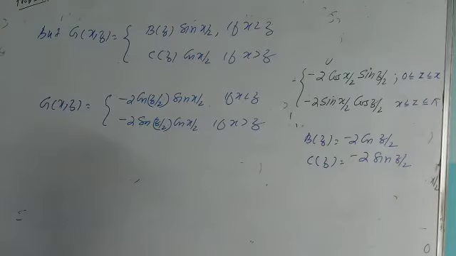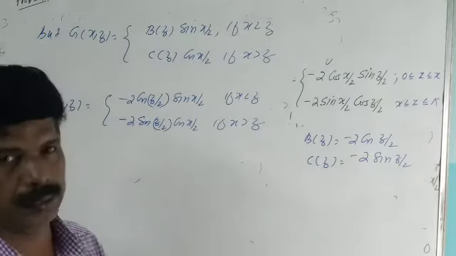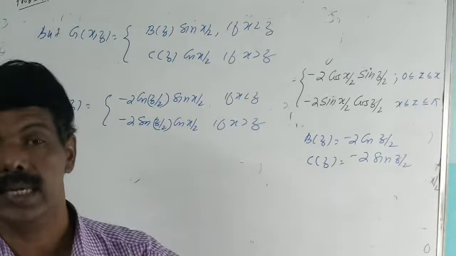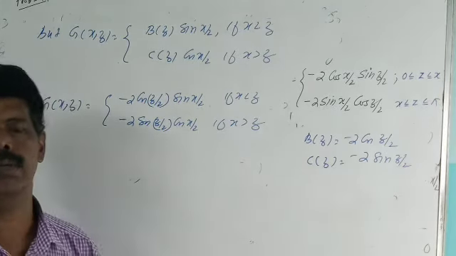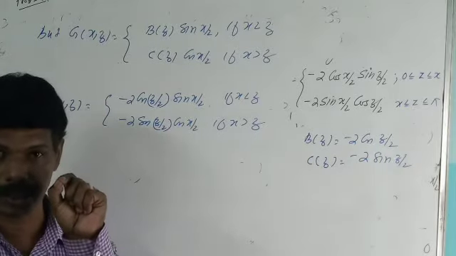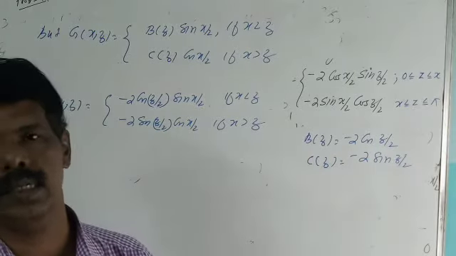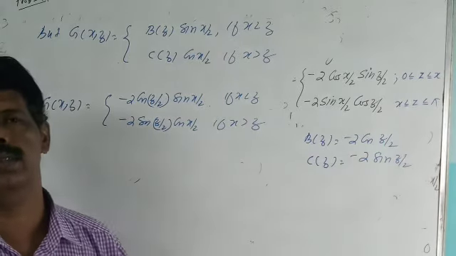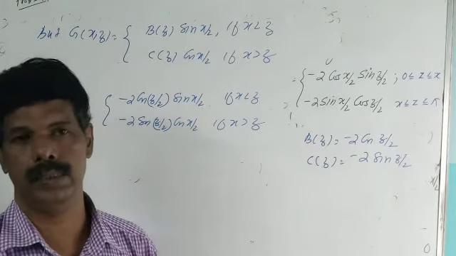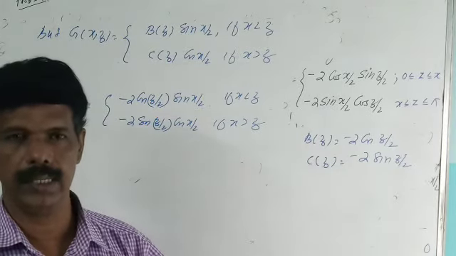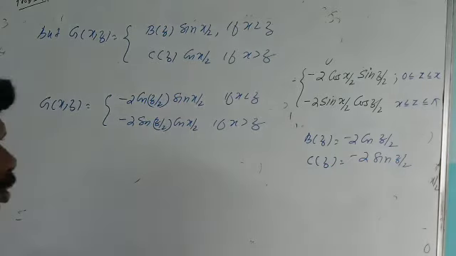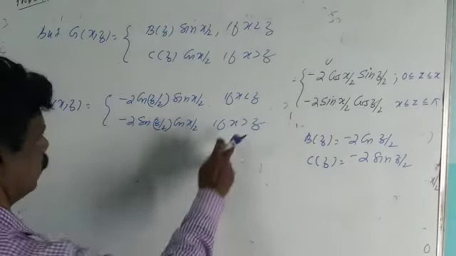Okay. But here we have already applied these conditions, not only x less than z and x greater than z, but also x equal to z is applied, because the function is continuous at x equal to z. Then limit x tends to z plus g of x is equal to limit x tends to z minus g of x. So we have considered x less than z, x greater than z and also x equal to z.